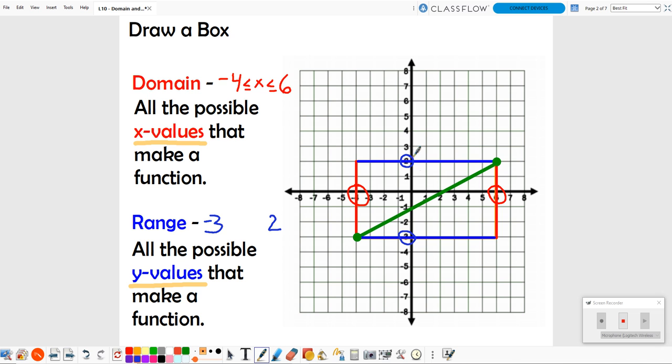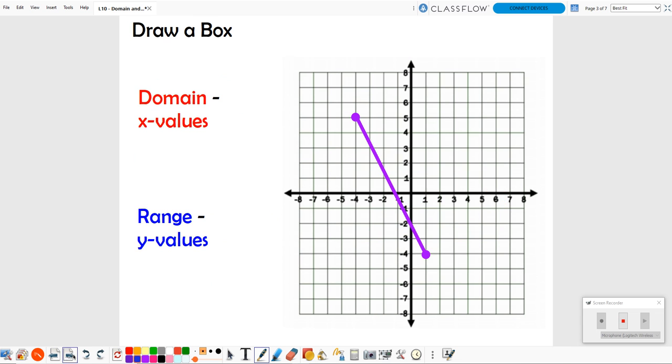And this time we're talking about the y values. So we're going to have all the y values that are in between -3 and +2. So we're going to use this notation that says all the y values between -3 and +2. And we can use this strategy for any function we have.